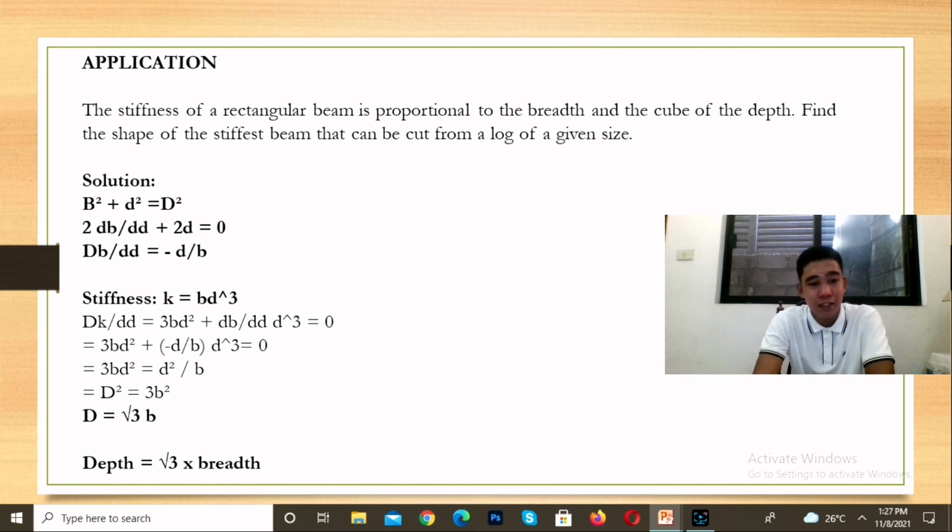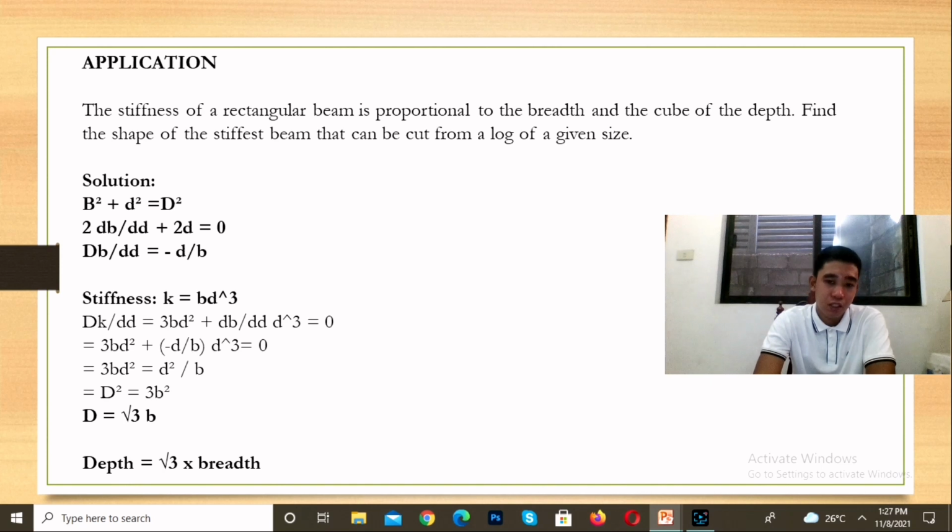Dito sa application, problem solving ito. Kaya dapat yung critical thinking natin ay isipin natin kung ano ba yung dapat kinukuha, ano ba yung tanong, at yung mga given na binibigay. The problem: the stiffness of a rectangular beam is proportional to the breadth and the cube of the depth. Find the shape of the stiffest beam that can be cut from a log of a given size.